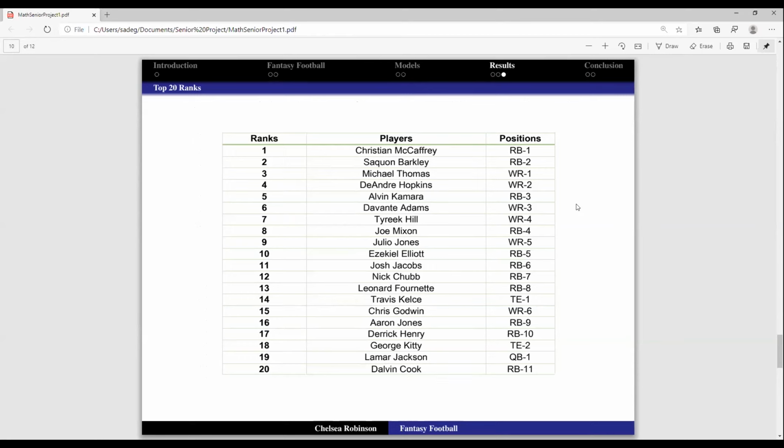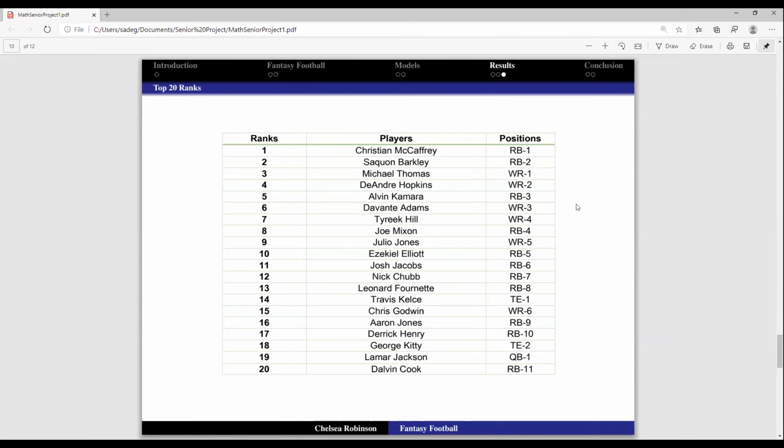This is how I rank the players. I rank players based upon their fantasy scores. As y'all can see, a running back is predicted to make the most scoring points for the next season. And basically, I have 11 running backs already in the top 20 that are predicted to make the most scoring points for fantasy football.